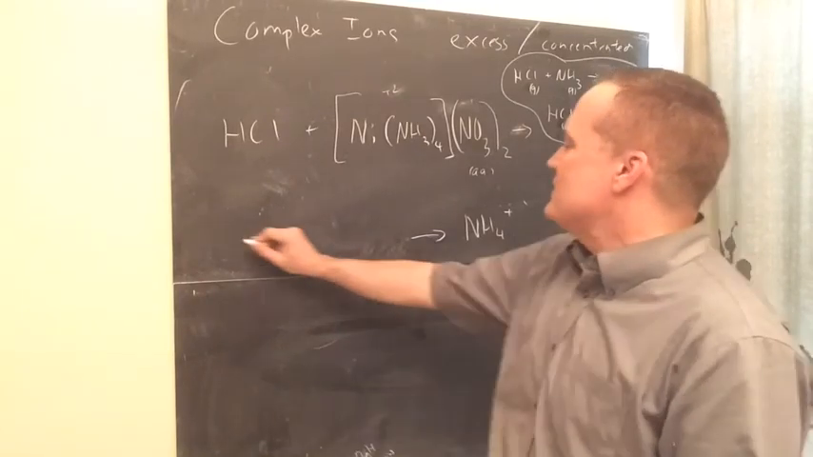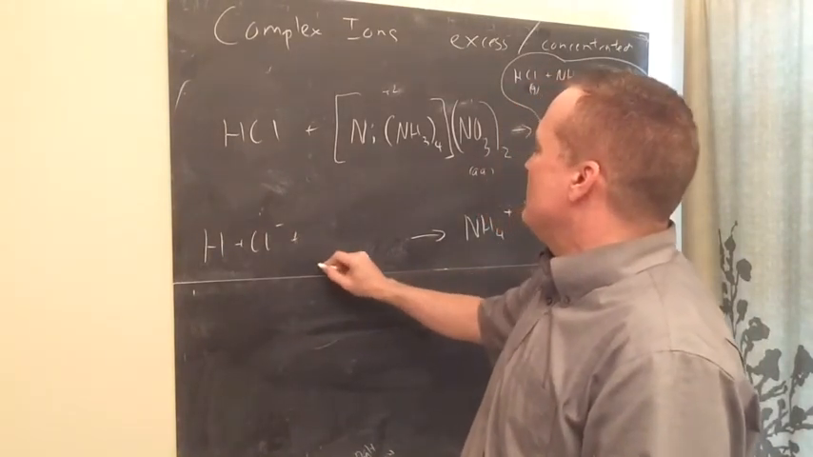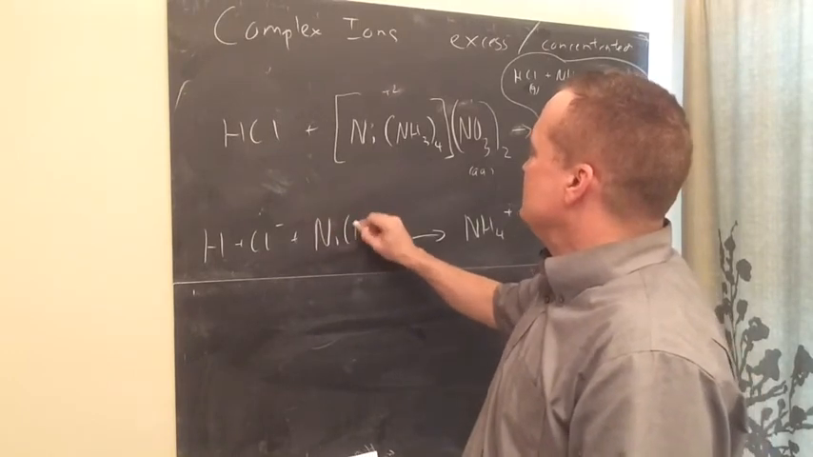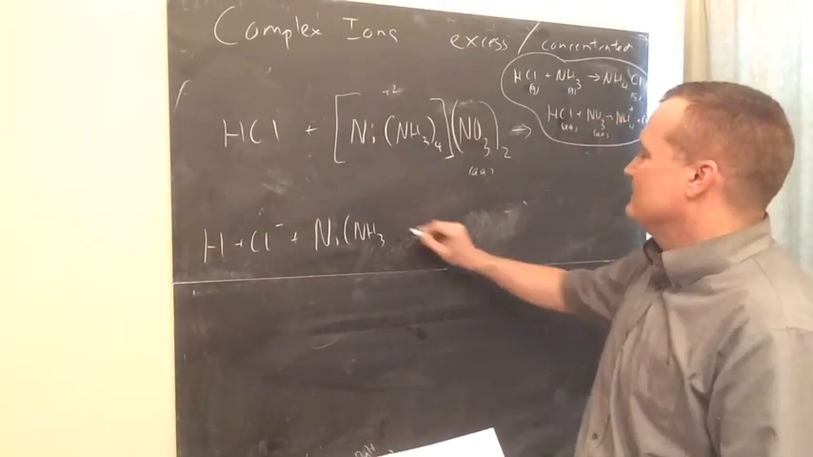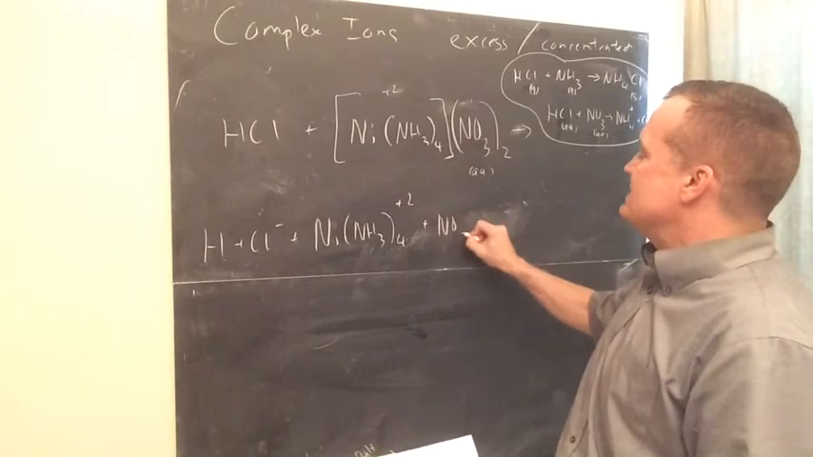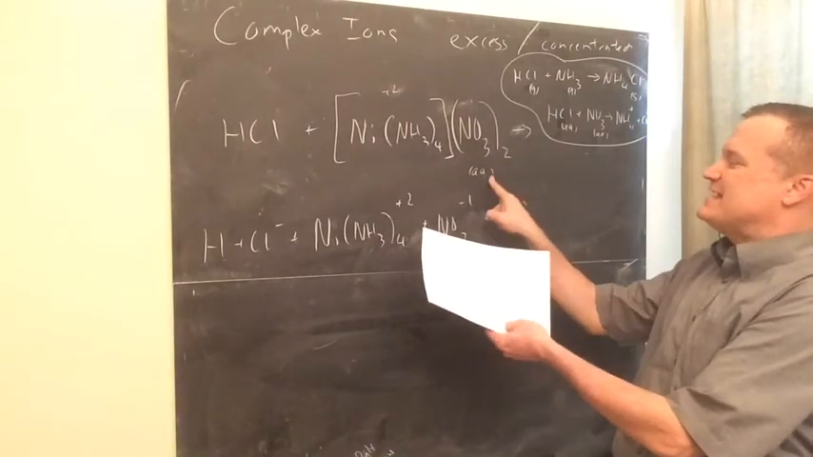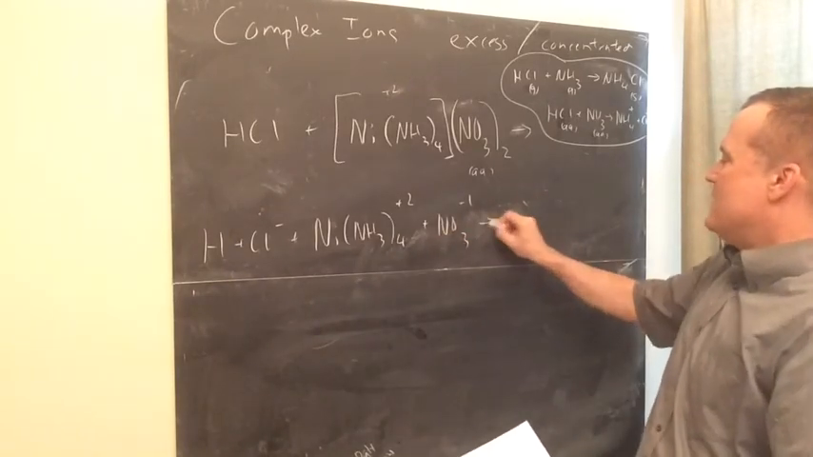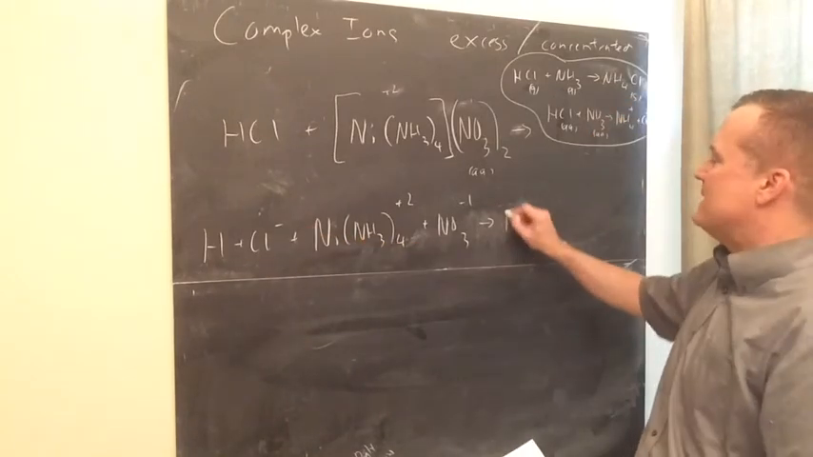So here we go. HCl is going to break up, and it's going to react with Ni(NH3)4 2+ and nitrate. Oh boy, I'm going to have to take more space. They said this was a solution, so I didn't really need to put it together, but I did put it together and say aqueous, but in my net ionic, I'm going to break them apart. And what's going to happen is the H+ is going to take the NH3 to make NH4+.